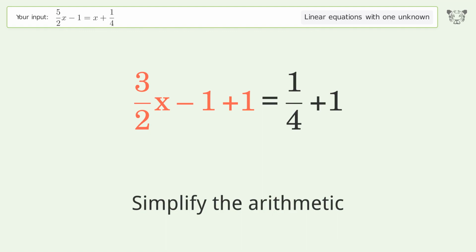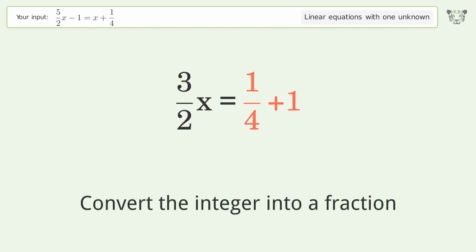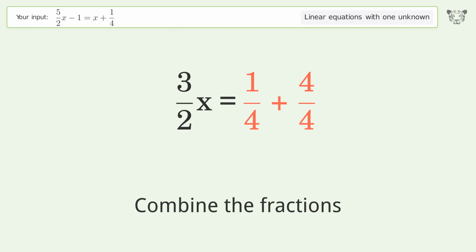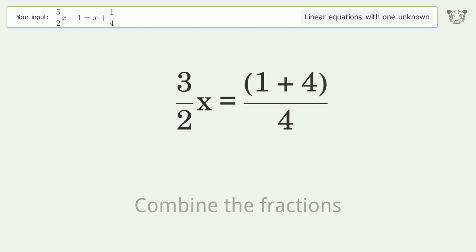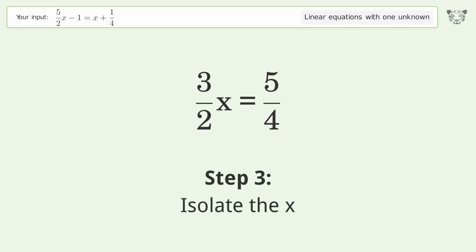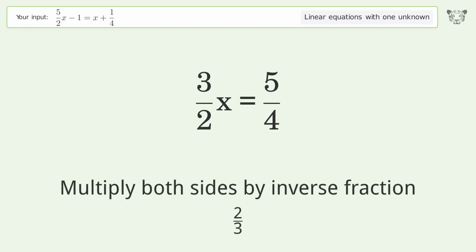Simplify the arithmetic. Convert the integer into a fraction. Combine the fractions. Combine the numerators. Isolate the x. Multiply both sides by inverse fraction 2/3.